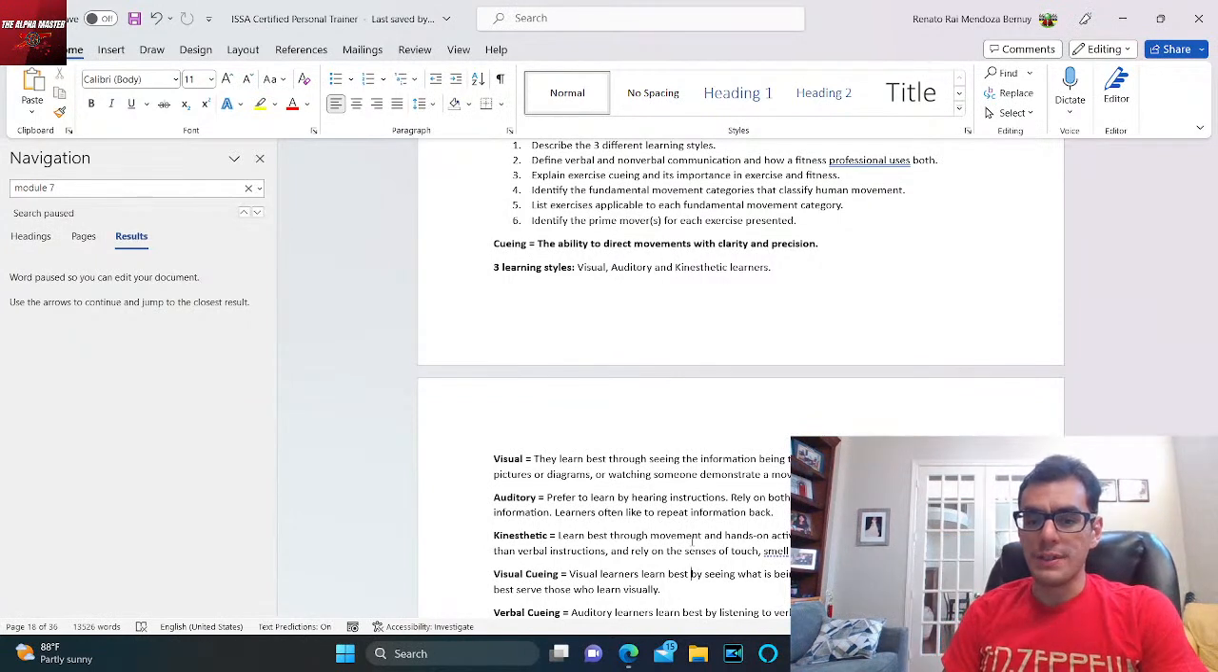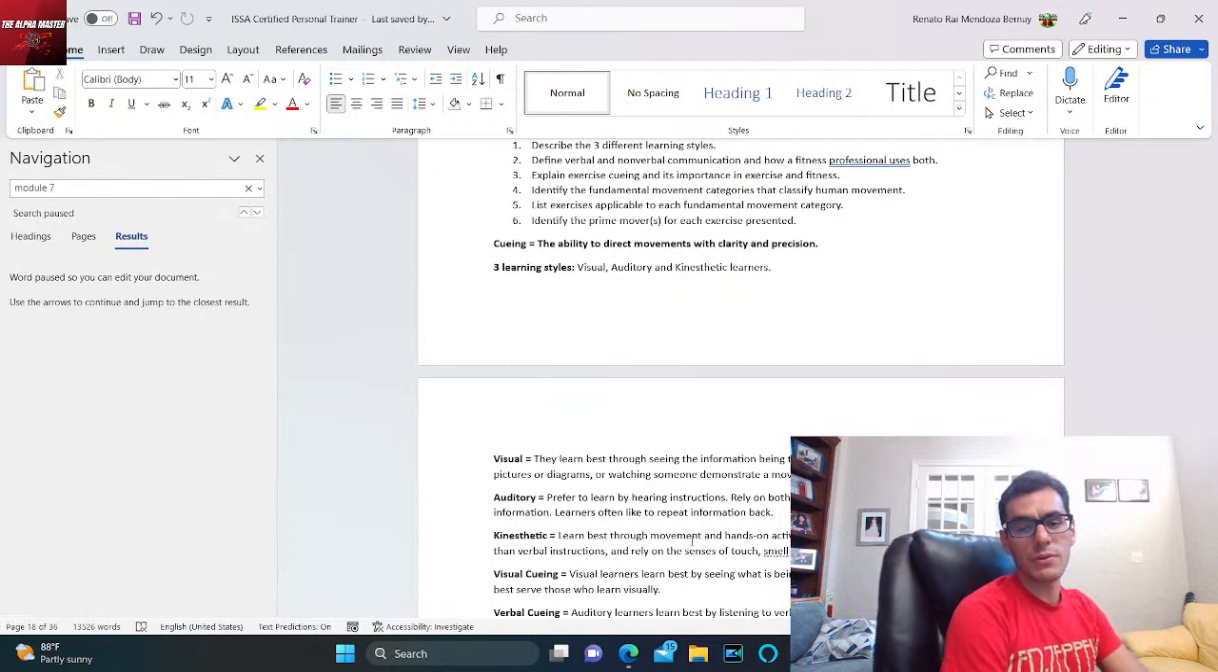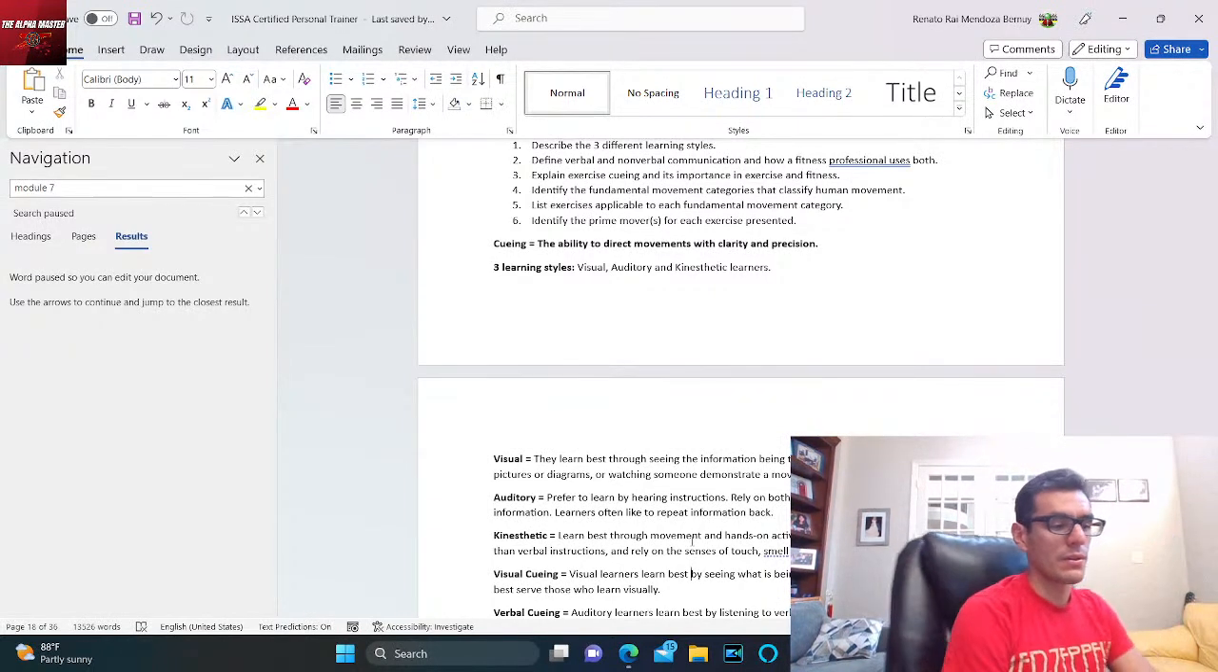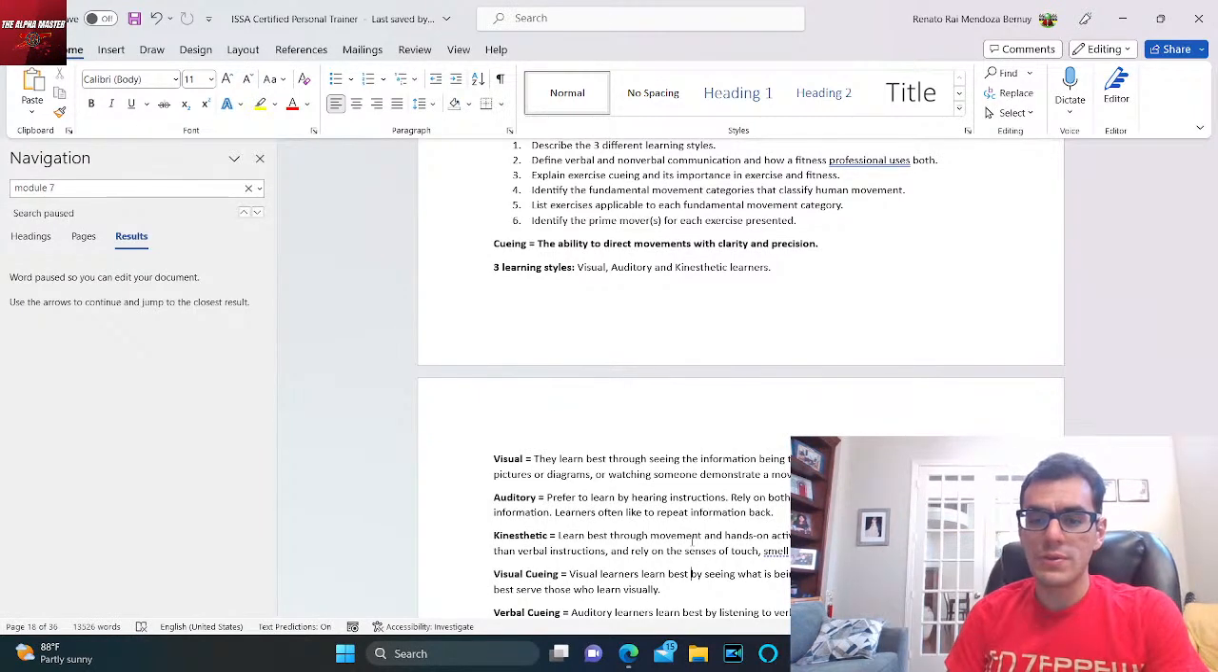So now you have visual cueing. Visual learners learn best by seeing what is being taught. Clear and concise movements best serve those who learn visually.